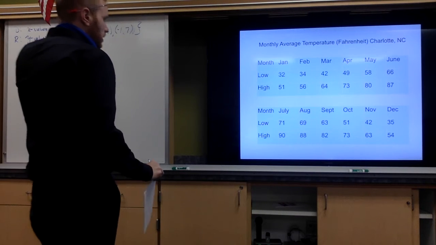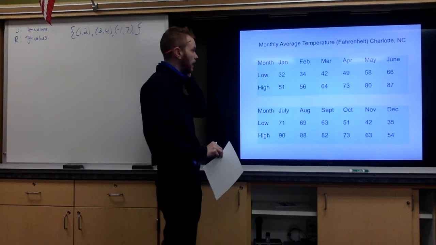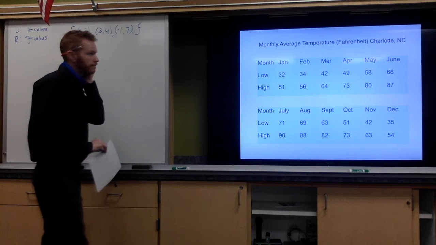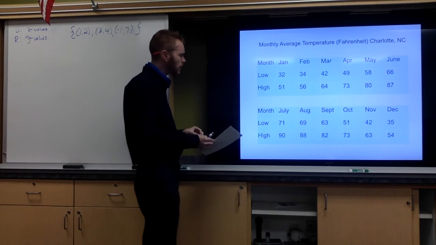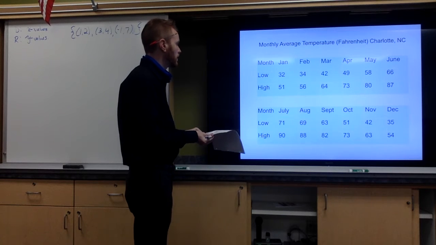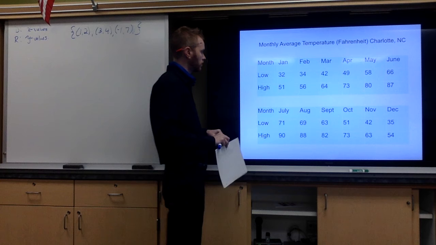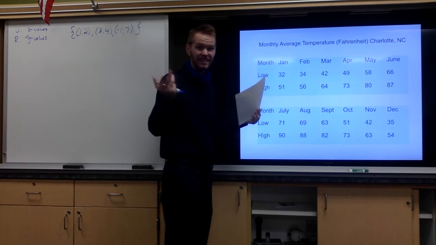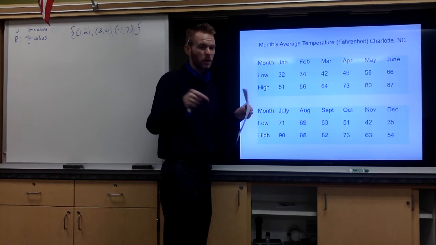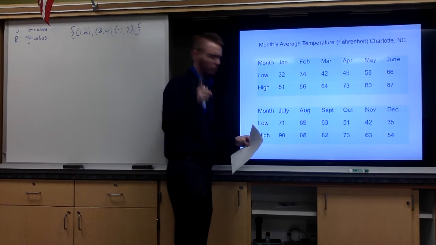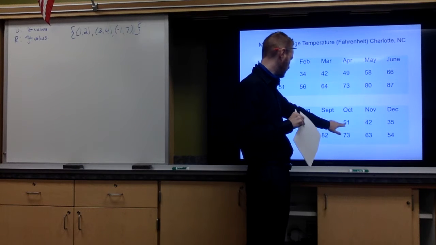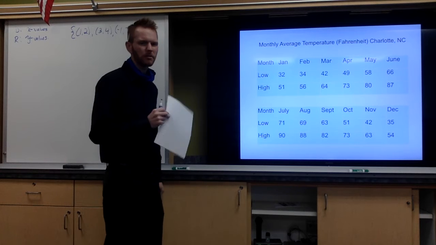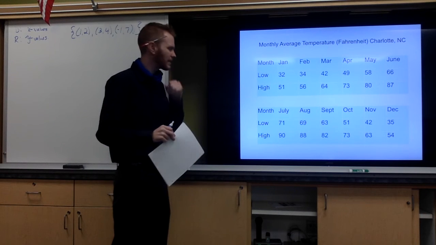So let's look at a solid example first. This is the monthly average temperatures in Fahrenheit from Charlotte, North Carolina. If you take a look, we have the months of January all the way to December. Right now we're in October. Today's the 1st of October, when I'm recording the video. I don't know when it will be when you watch it. So their low is 51 degrees. Their average high is 73 degrees. Sounds about right for where we are.